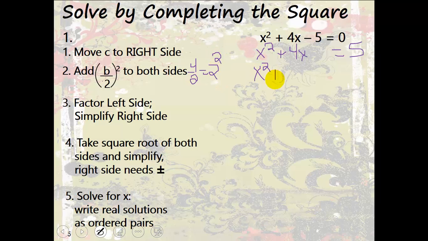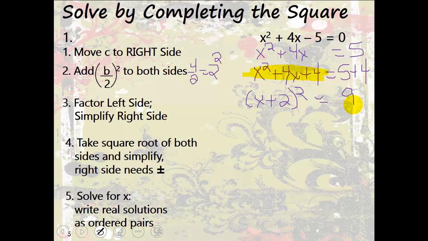So we have x squared plus 4x plus 4 equals 5 plus 4. Whatever I do to the left side, I have to do to the right side. That keeps my equation balanced. We learned that we just created a perfect square trinomial, so now we're going to factor it into x plus 2 squared. And then we're going to add these two numbers together on the right. Sometimes we're going to get fractions, and it's going to be okay. We're going to keep it in fraction form.